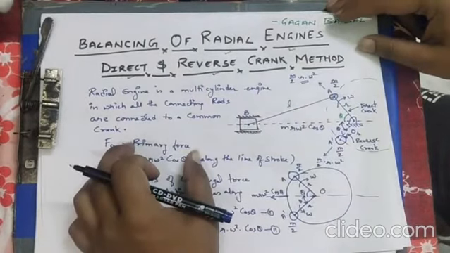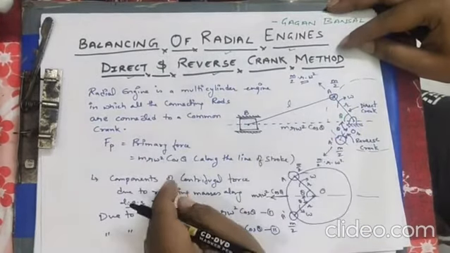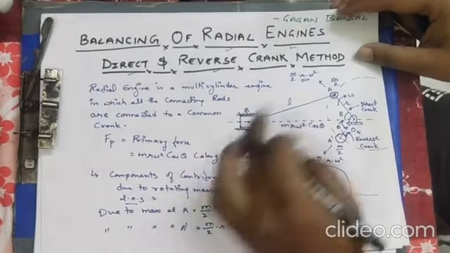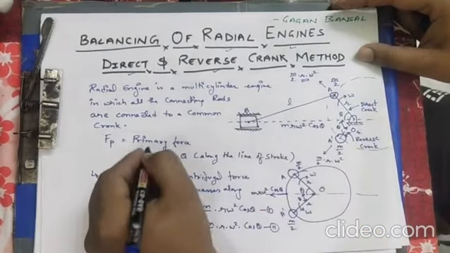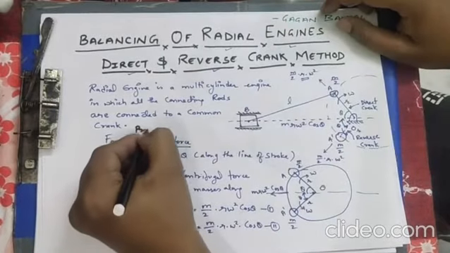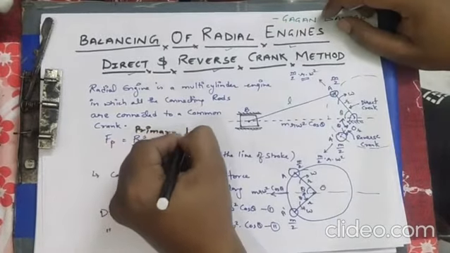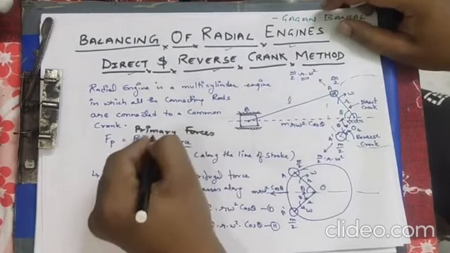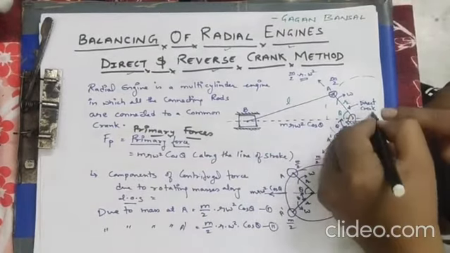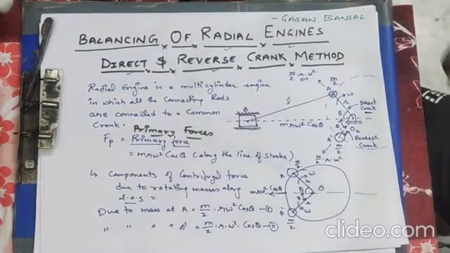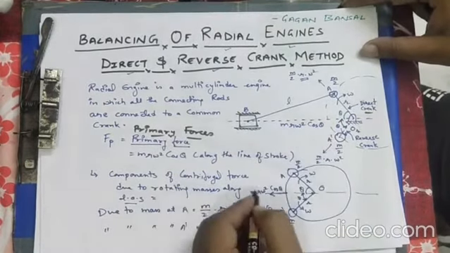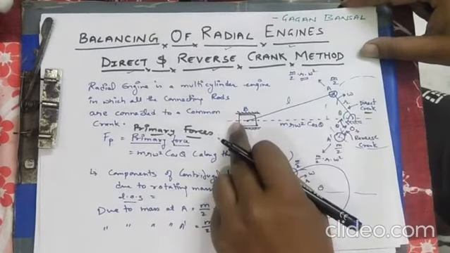So primary force, we know the magnitude is mr omega square cos theta, which is along the line of stroke, that is OB. So what we have done is, for primary forces, we have taken the direct crank OA and the reverse crank OA dash. We have placed a mass of magnitude m by 2 on the direct and reverse crank, and we have taken the components of the centrifugal force along the line of stroke OB.